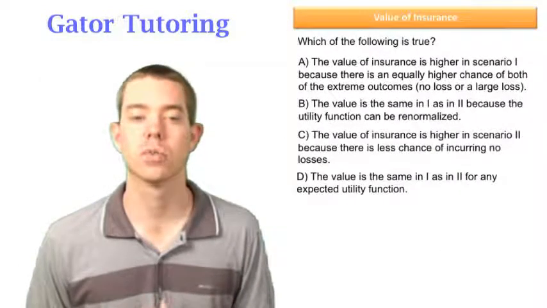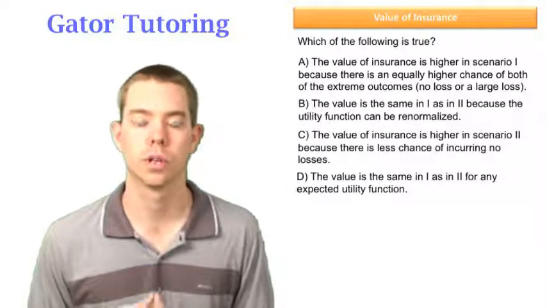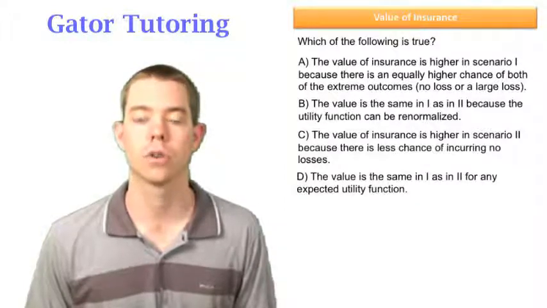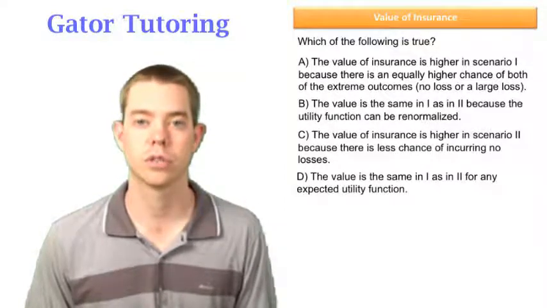The last question says, which of the following is true? So we're looking for the true statement out of all these different statements. Well, first let's look at A. It says the value of insurance is higher in scenario 1 because there is an equally higher chance of both of the extreme outcomes, no loss or a large loss. Well, this is true, and I'll explain this a little more, but first let's look at why B, C, and D are false.